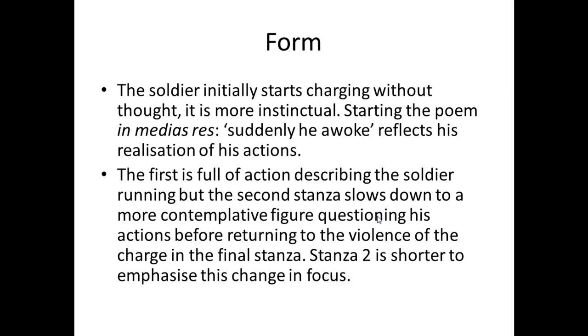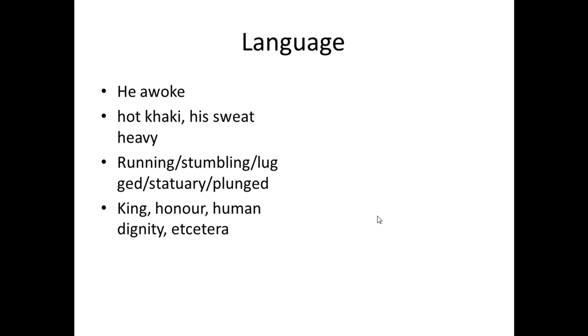The first stanza is full of action. It describes the soldier running in the heat of battle. However, in the second stanza, this slows right down, and you can see that in lines like statuary in mid-stride. But this shows how he is more contemplative. He is thinking his actions through. He's realised what he is doing, and now he's not working on instinct, but he's thinking. It's careful reflection on what he's doing, and I think that the stanza is shorter to emphasize this change in the focus.